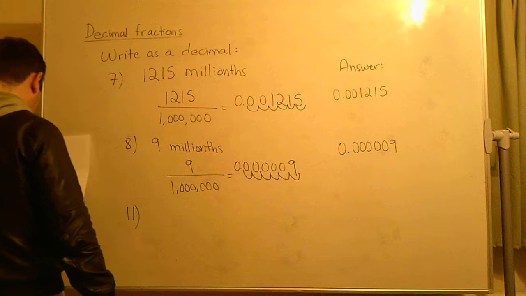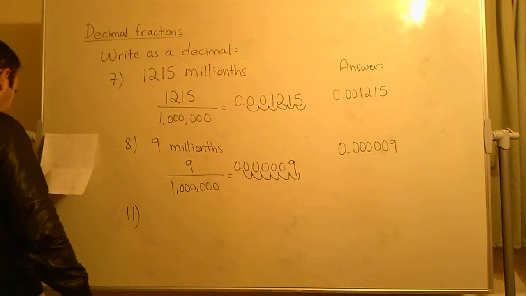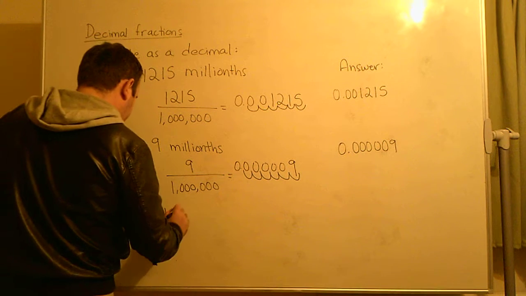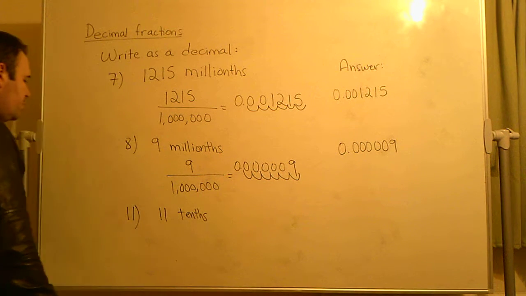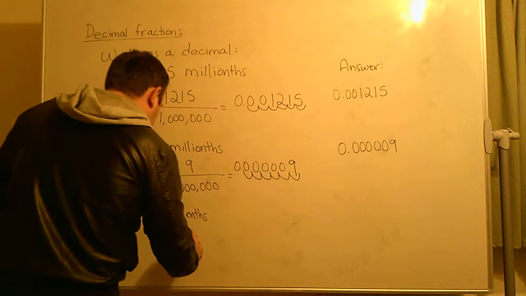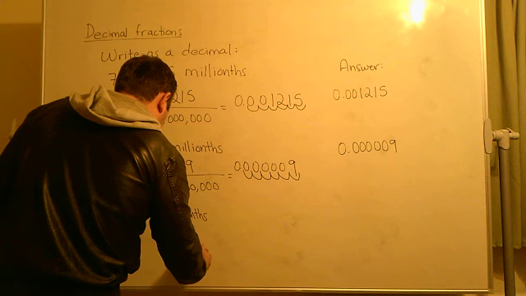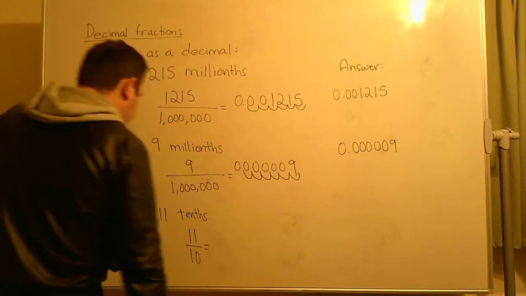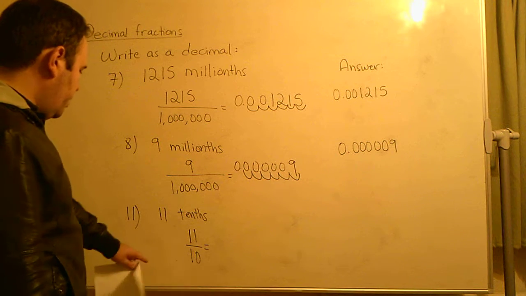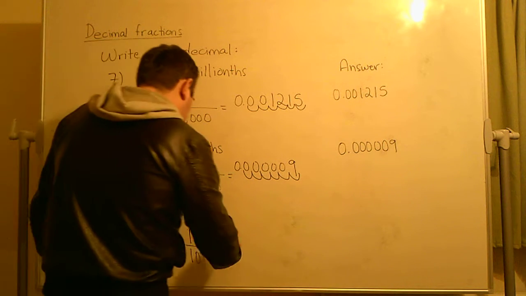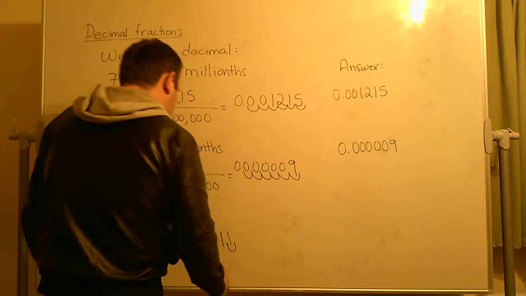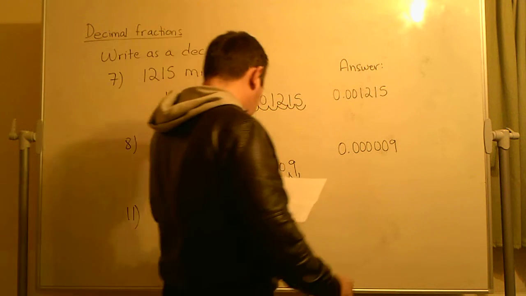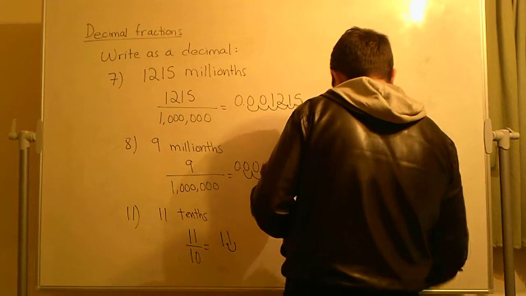We're going to skip to the 11th example. So what about 11 tenths? So as usual, we write down 11 divided by 10. Yeah. So how many zeros do we have? Just 1. So the right answer would be 1.1.